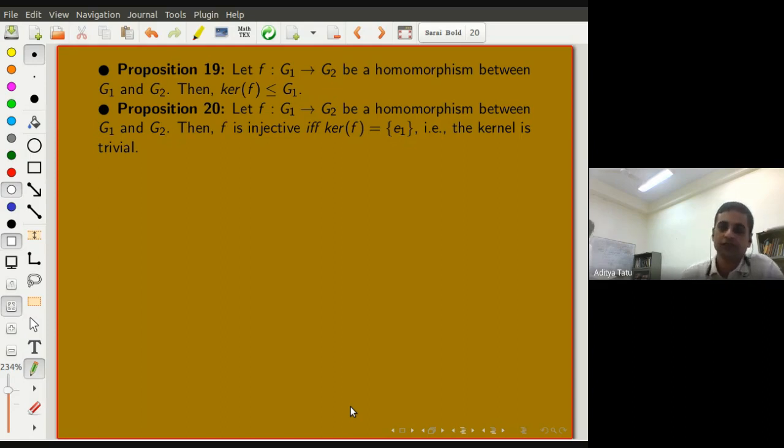Right. So, as this proposition states, the condition for the kernel of F being a singleton set is that F must be injective. I hope all of you know what injective is, right? One to one.